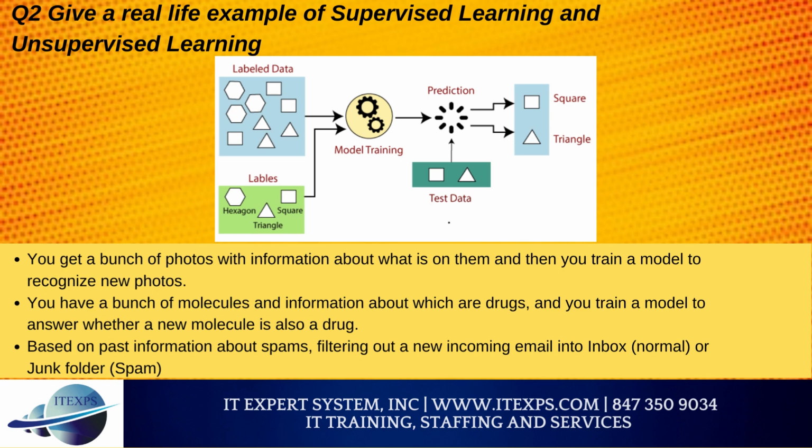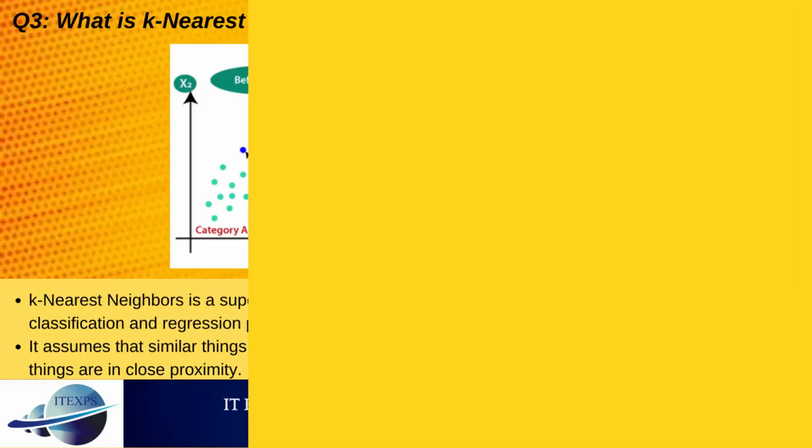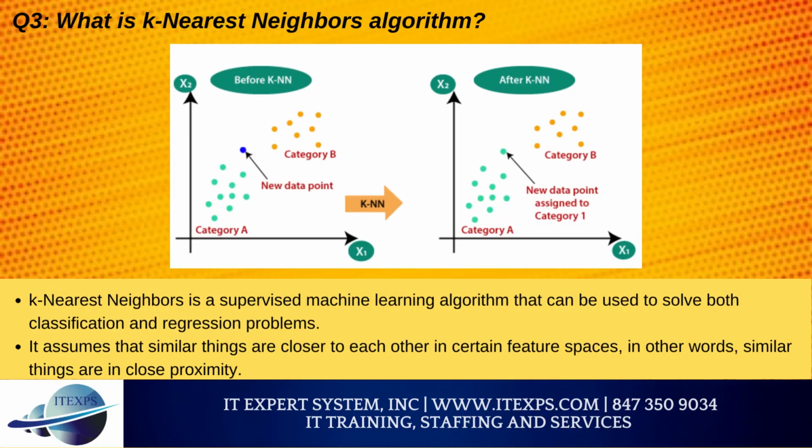What is k-nearest neighbors algorithm? K-nearest neighbors is a supervised machine learning algorithm that can be used to solve both classification and regression problems. It assumes that similar things are closer to each other in certain feature spaces, in other words, similar things are in close proximity. The image above shows how similar points are closer to each other. KNN hinges on this assumption being true enough for the algorithm to be useful. There are many different ways of calculating the distance between the points, however, the straight line distance, Euclidean distance, is a popular and familiar choice.